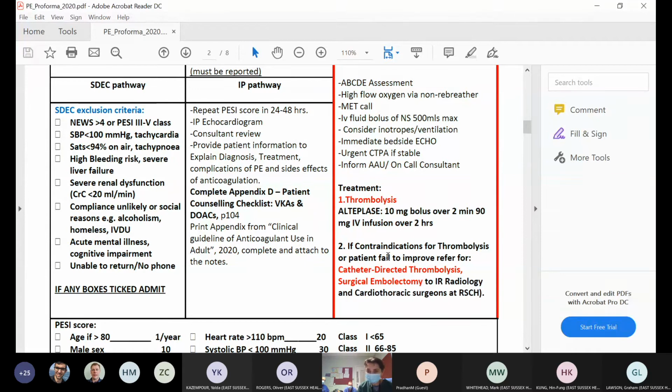If thrombolysis is contraindicated, well, that pathway has never been checked. There was a discussion with our radiologists, and they said we can do it. And then they forgot to mention that we don't have the equipment for that. So they can do everything, but you have to have special equipment for catheter-directed thrombolysis.